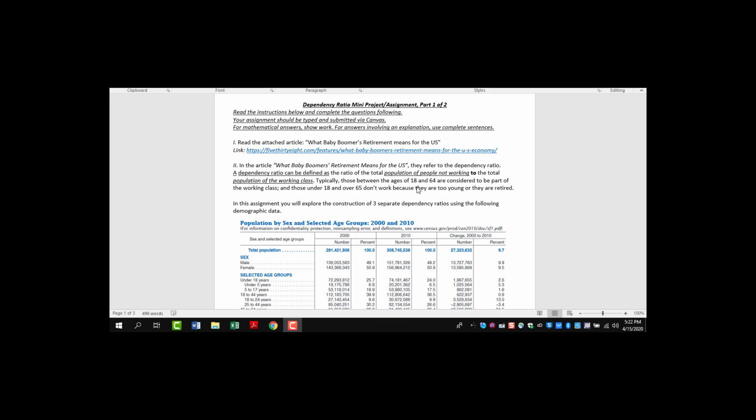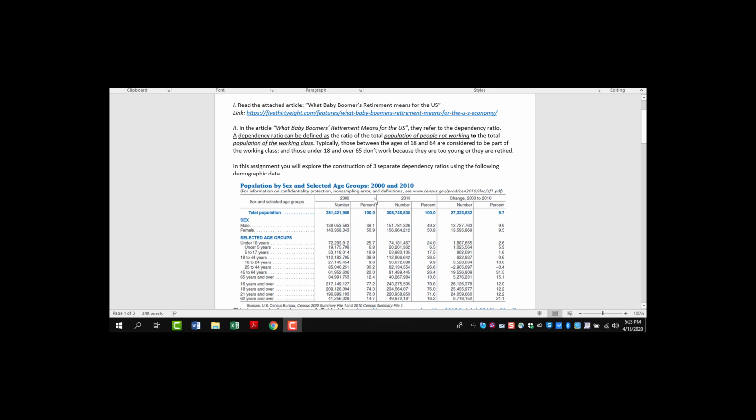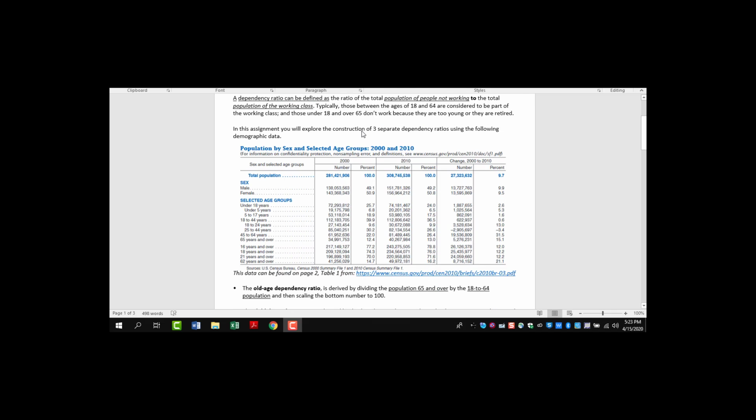Now, this doesn't go for everybody. Obviously, there's people over 65 that work and people that are 25 that don't. But typically, it's a good way to understand ratios in terms of the dependencies. So you're going to explore the construction of three separate ratios.